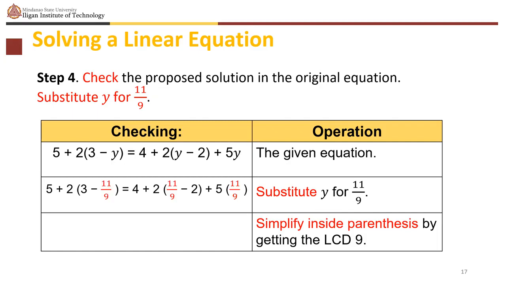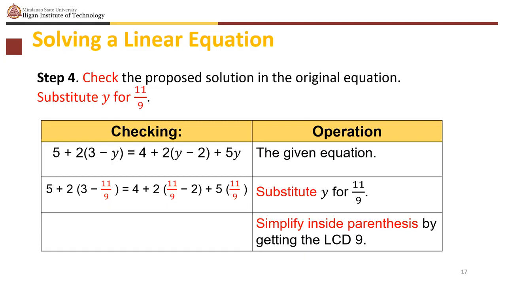Substitute y for 11 over 9. You now have 2 times (3 minus 11 over 9) equals 4 plus 2 times (11 over 9 minus 2) plus 5 times 11 over 9. And then try to simplify the values inside the parentheses by getting the LCD.